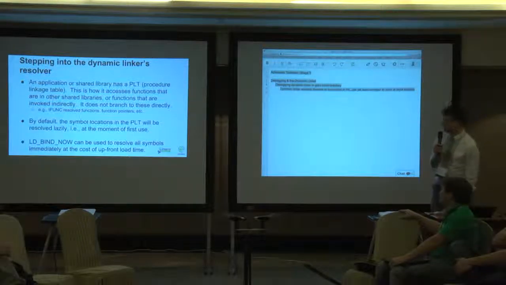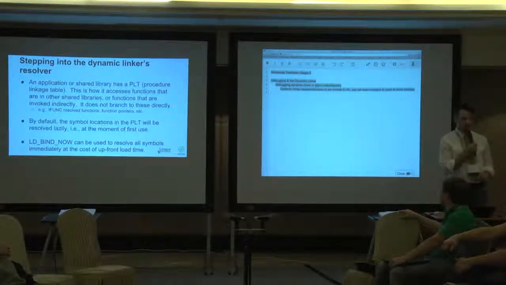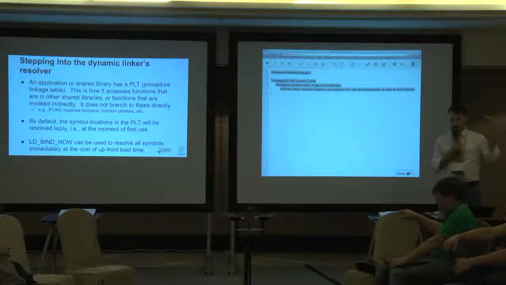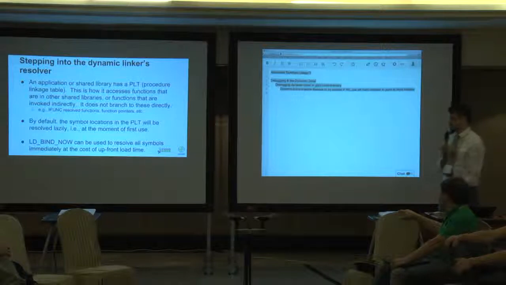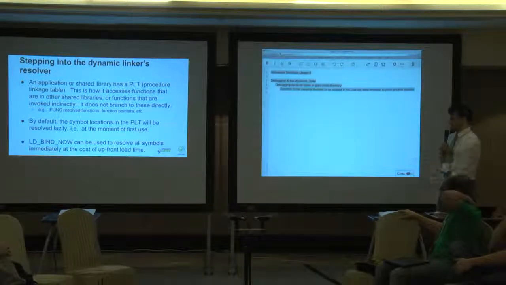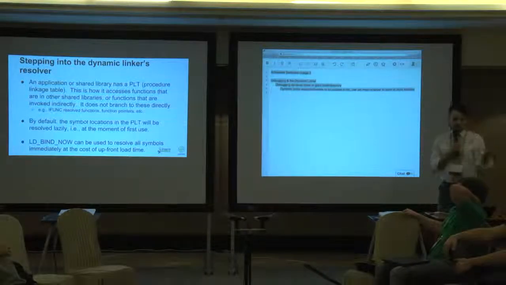Oh gosh, I have 1 minute. By default, all symbols in the PLT will be resolved lazily. So this means that all those slots have to be resolved. The dynamic linker at some point has to fill those slots in with the actual address of the remote symbols. You can get around this using LD_BIND_NOW, but that just does it all ahead of time.